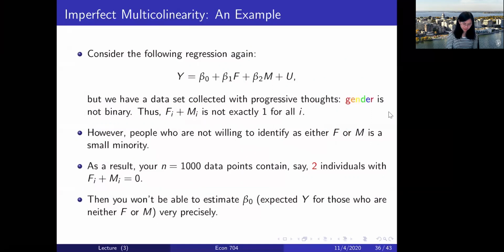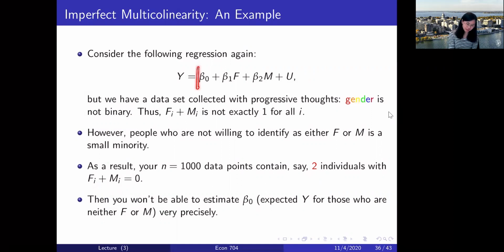However, people who are not willing to identify as either F or M are a small minority. So there are non-binary individuals out there, but there are very few of them. As a result, say you have a data set that contains 1,000 individuals, and you have only two who are non-binary, for whom Fi plus Mi is not one, but zero. In that case, you can still run the ordinary least squares regression. You can still calculate the ordinary least squares estimator.